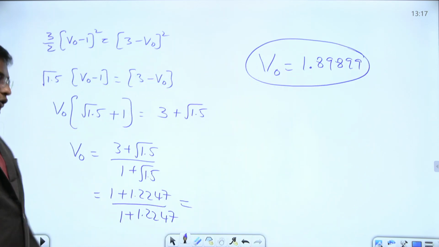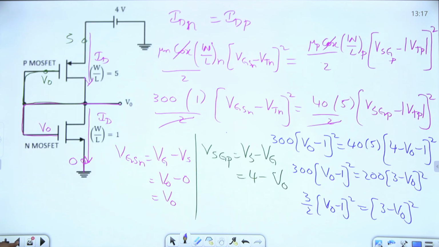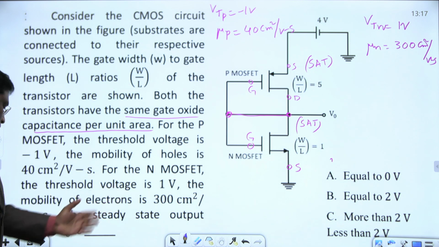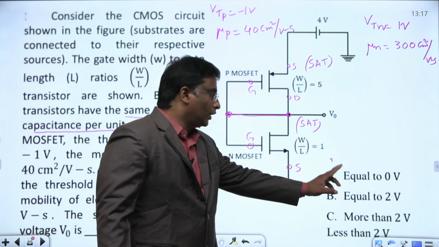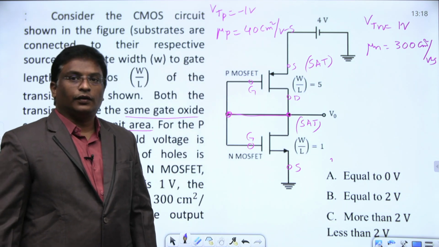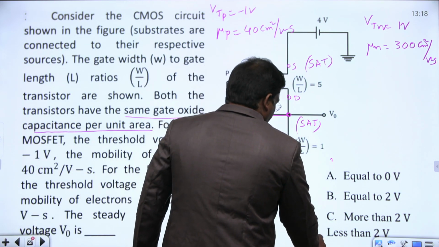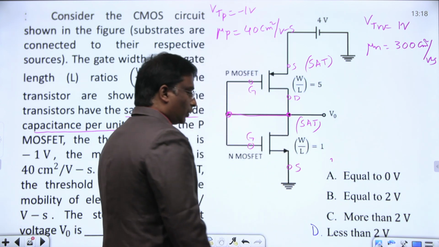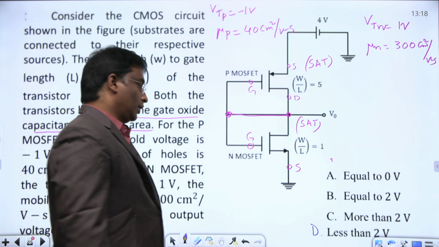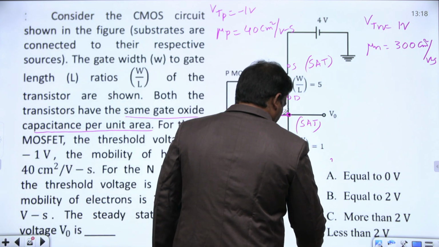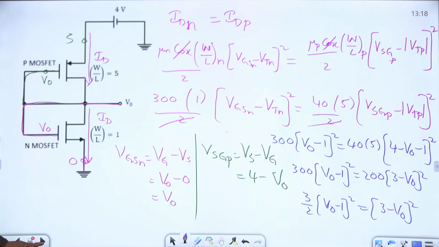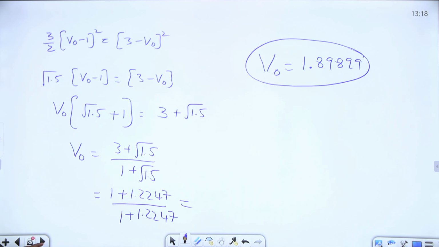So here, if you go to the question, what did they ask? See the options. They asked the steady state output voltage V naught is. See these options: equal to 0, equal to 2 volts, more than 2 volts, less than 2 volts. These are the options given: A, B, C, D. We got the answer V naught as 1.89899, which is less than 2 volts. Answer D is the right answer. Okay, done.